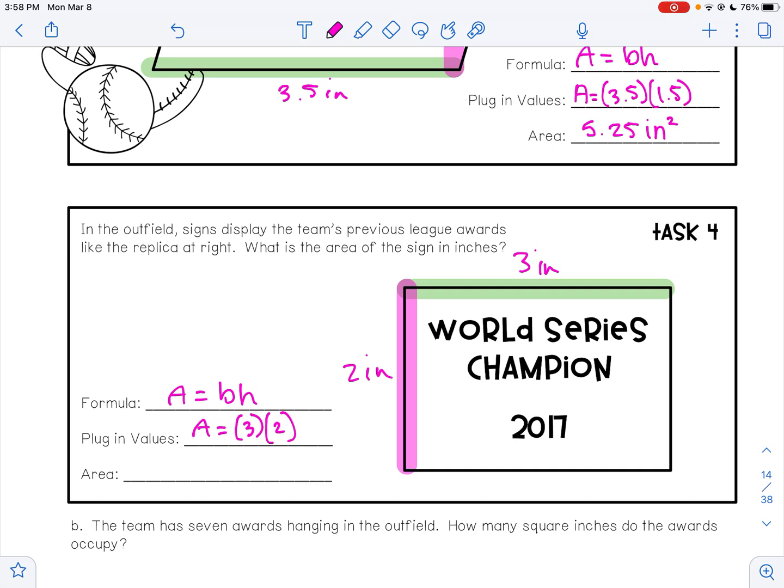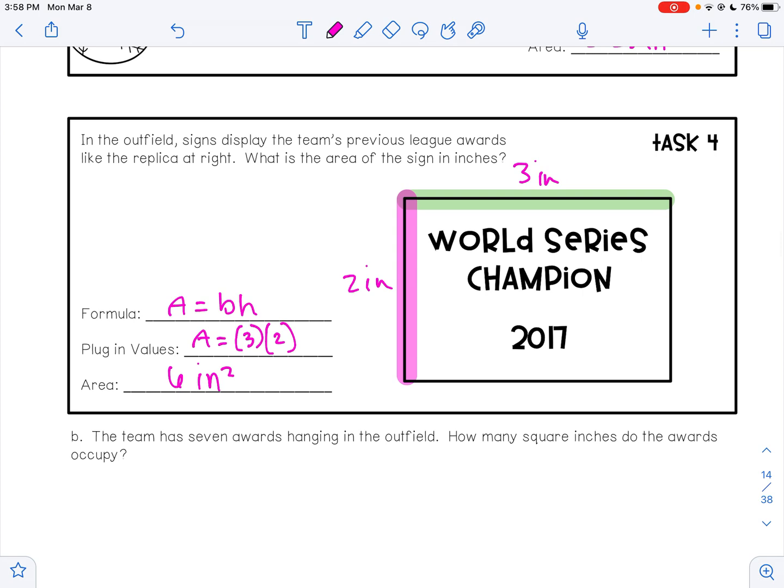So this seems like a pretty simple one. I can multiply these together and I get my area. And we know that 3 times 2 gives me 6. And then my label is inches squared because we are dealing with area. All right, we have an extra question to this one, so let's check it out.